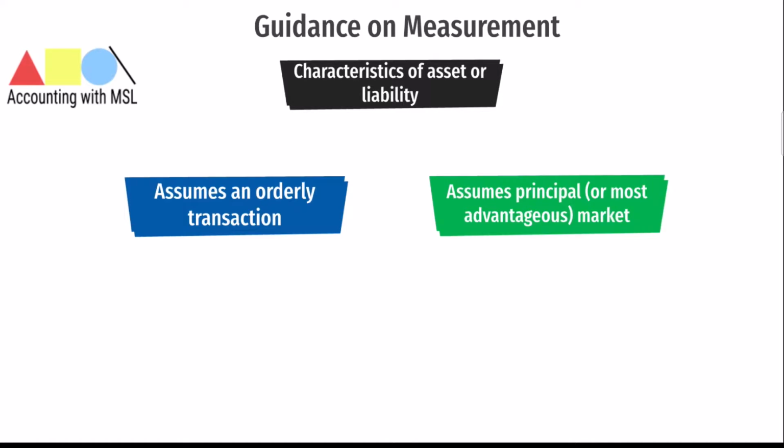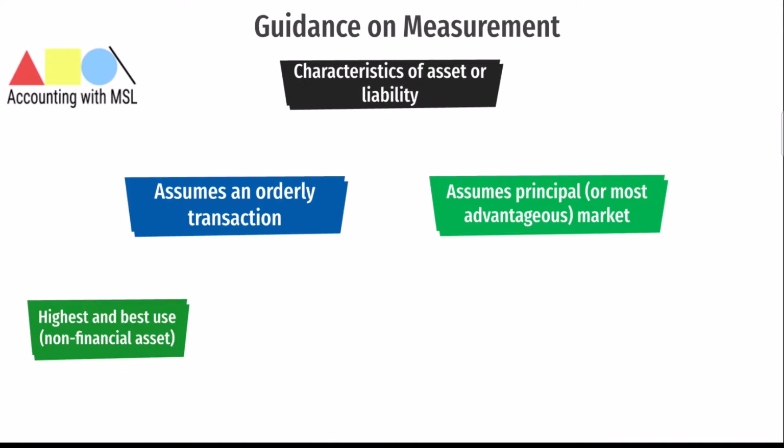In the absence of a principal market, then you can rely on the most advantageous market. The next guidance in measurement is that a fair value measurement of a non-financial asset takes into account its highest and best use. And remember, I defined highest and best use to be the use of a non-financial asset by market participants that will maximize the value of the asset or the group of assets and liabilities within which the asset would be used.